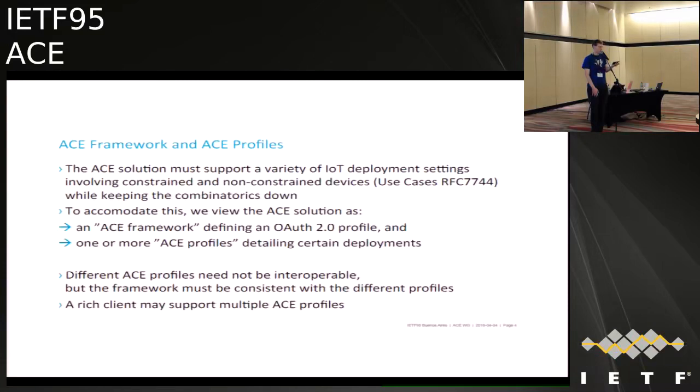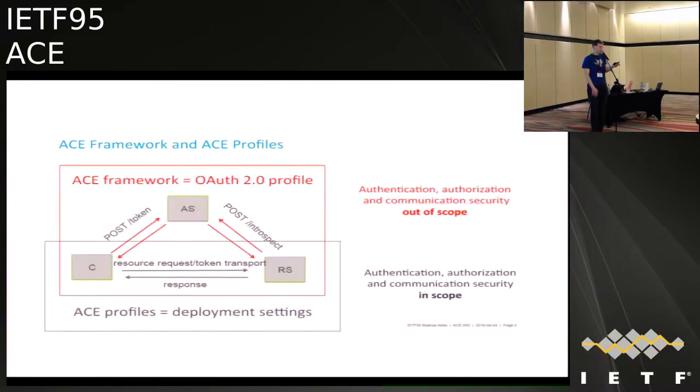And here's a picture which is trying to show more or less the same thing. We have a red box at the top and a black box at the bottom. The red box is supposed to illustrate the framework, the OAuth profile, which is looking at the token and the introspect endpoints and the messages being exchanged between client and AS, and between RS and AS. In this setting, we are not focusing on the communication security, that's out of scope. So how the OAuth messages are protected, authorized, and how authentication is done between client and AS is not covered in ACE. On the other hand, the communication between the client and the resource server, where we have the resource request response and the token transport, is the scope of the work. That's the authentication and authorization of constrained devices.